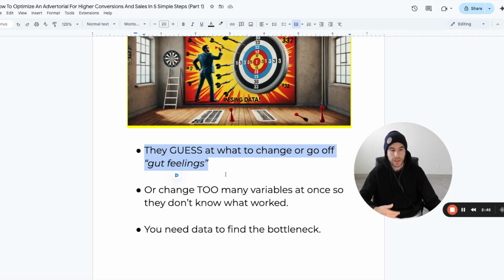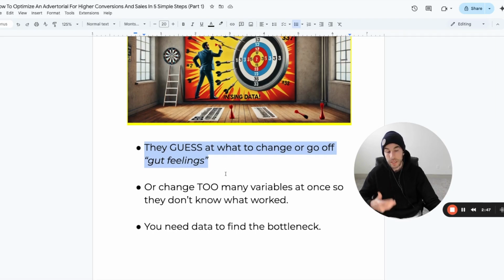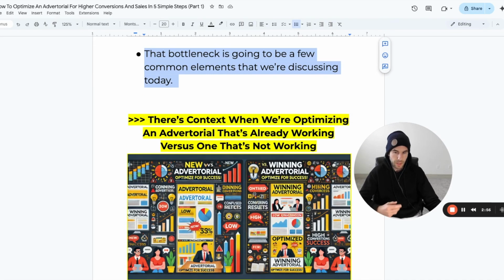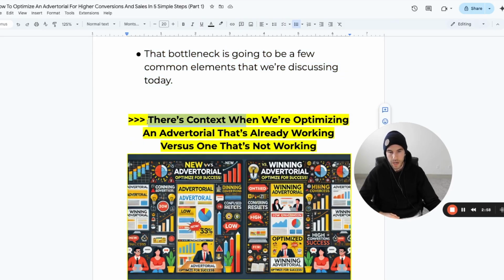It's not a gut feeling. It's none of that kind of stuff. It is you need data to find what the bottleneck is. And a lot of the times that bottleneck is going to be a few common elements that we're discussing in today's video. The next part that we need to think about is there's a lot of context when we're optimizing an advertorial that's already working versus one that isn't working.